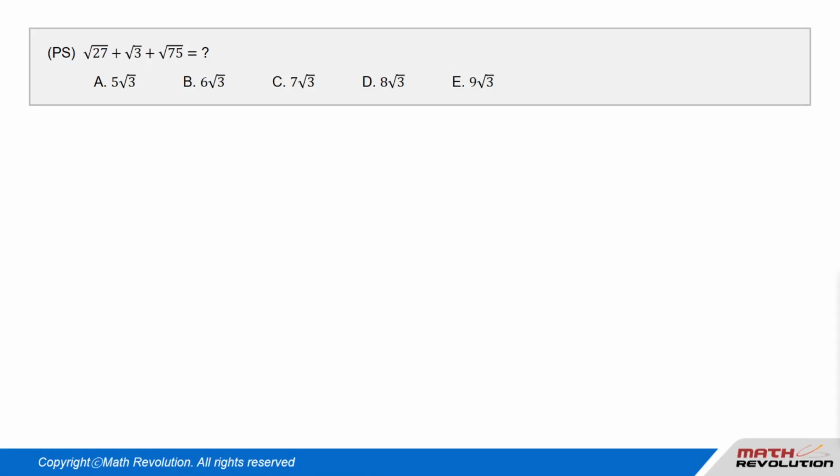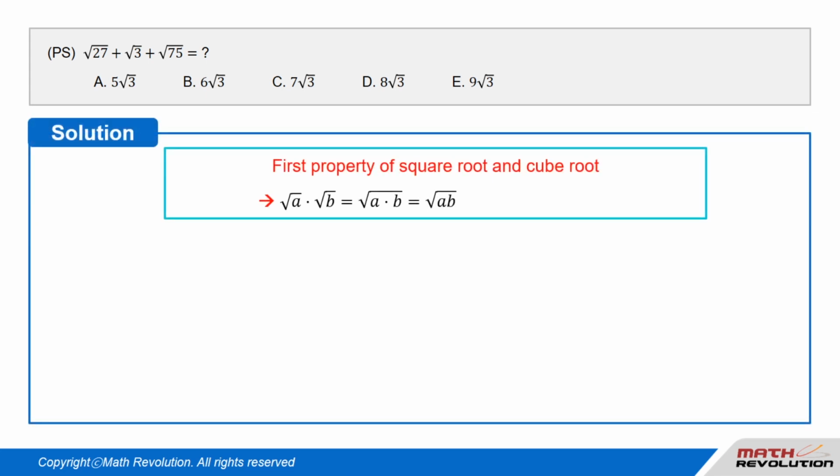Question. Square root of 27 plus square root of 3 plus square root of 75 equals what? Solution. Let us talk about the first property of square root and cube root.